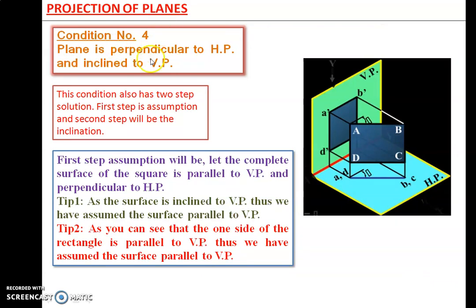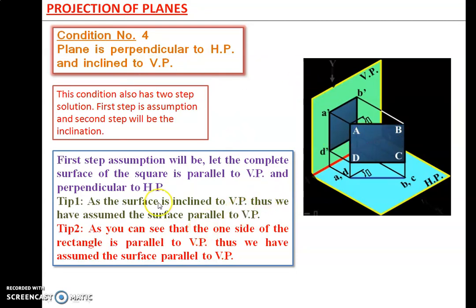Now condition number 4, again we will try to find out the solution of this particular square plate. So the condition again has a two-step solution, same as condition number 3. The first step will be assumption. Now for this particular thing, we will assume that the complete surface of the square is parallel to VP, because one side of the square is parallel to VP, so we are assuming the surface parallel to VP. Or the second tip is inclination is with VP, so we will assume the surface parallel to VP.